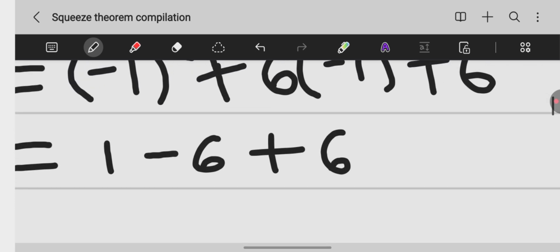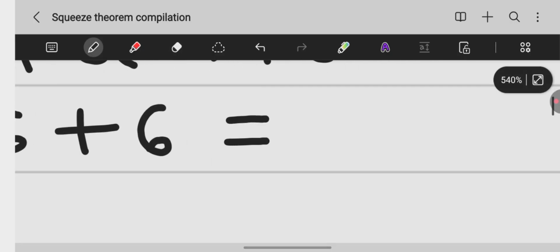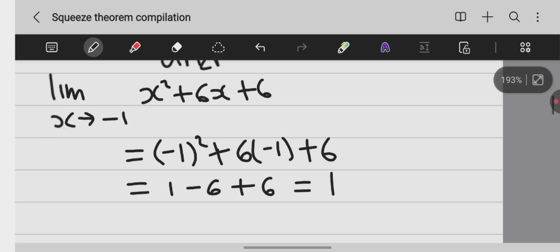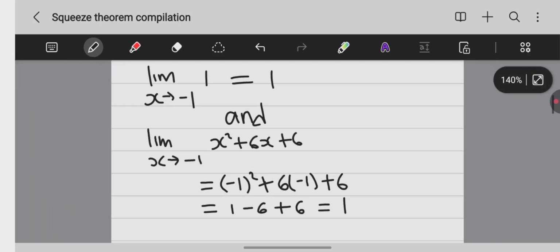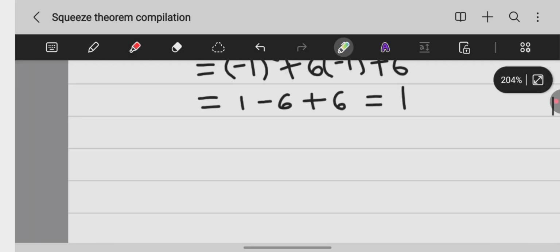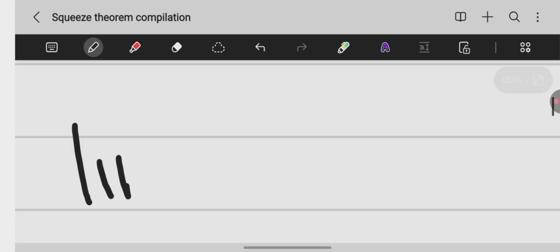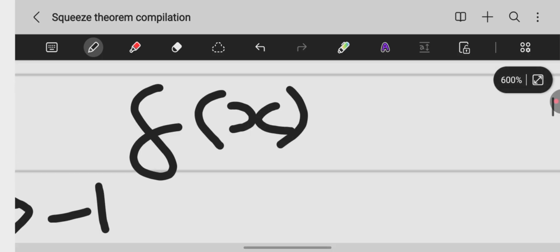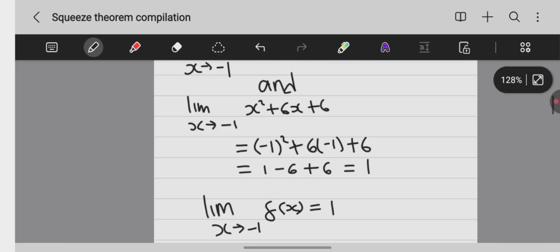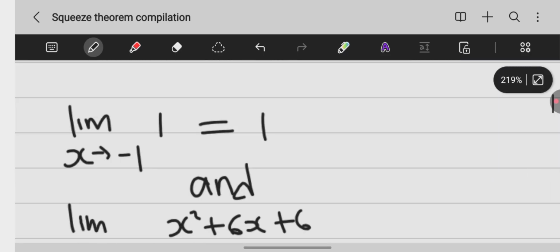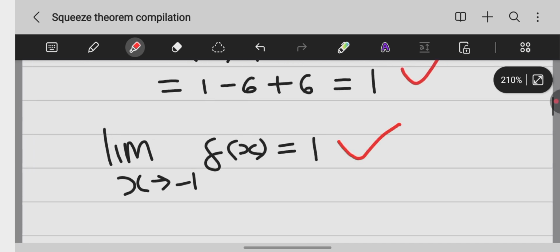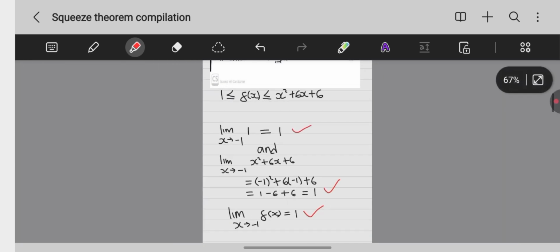So minus 6 plus 6 is the same as 0. So you basically just have 1. And because the limit on the right is equal to the limit on the left, by default, the limit as x approaches negative 1 of f of x is also equal to 1. And that's basically our answer for 3 marks. They would obviously mark this and that and that. So make sure you show all your steps and everything that's required from you.